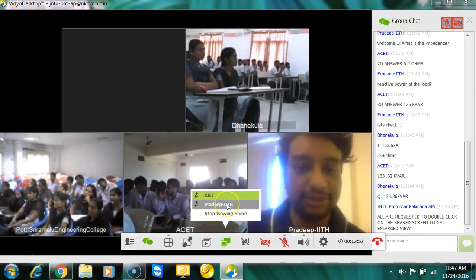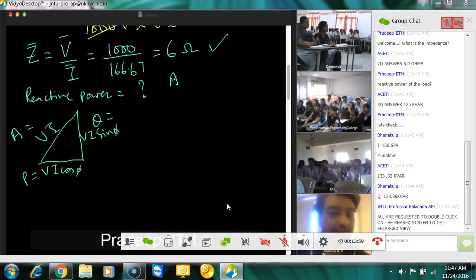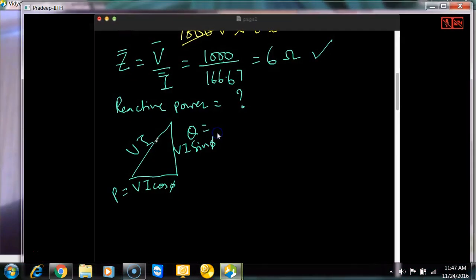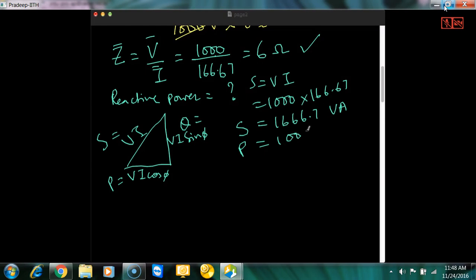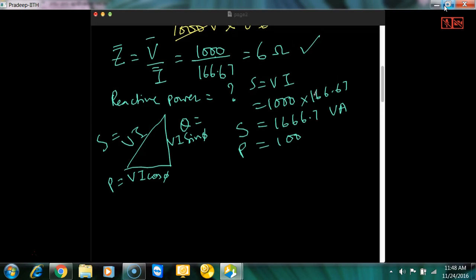So how do you find the apparent power? Apparent power is denoted by S actually. So S equal to V into I. Voltage is 1000 multiplied by current 166.67. So that is nothing but 166.7 volt amperes. So this is my S. My P is 100 kilowatts. Is P 100 kilowatts? Yeah.